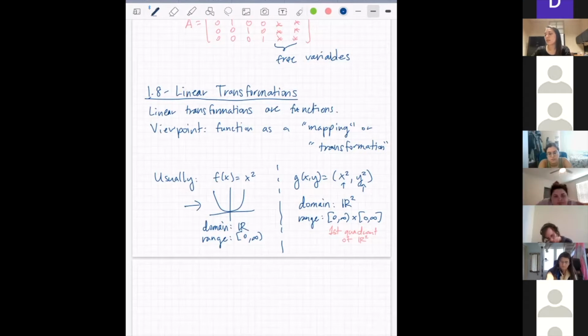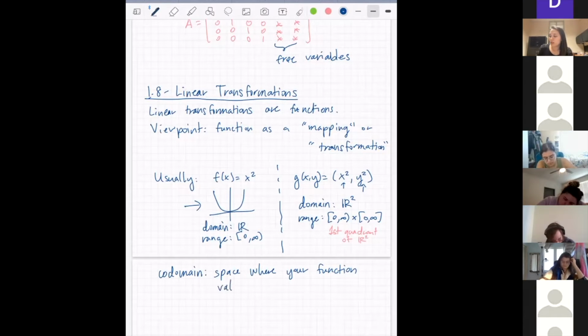So I just wanted to mention what I mean by codomain. There's another thing called codomain, and that is just the space where your function values live. This is where your values end up. So when you plug an x into f, you get a number in R. So it's just the space where your function values end up. So your codomain in this case is R.